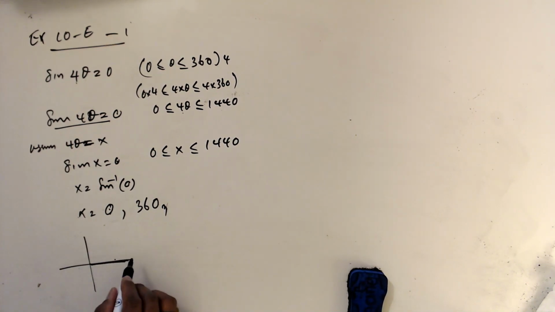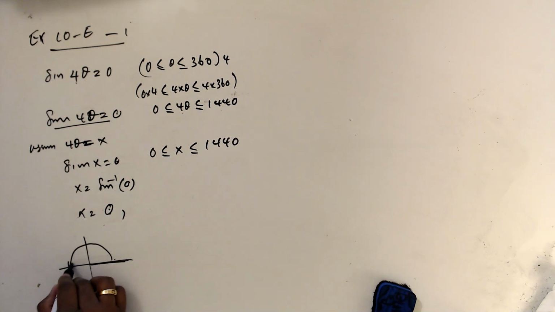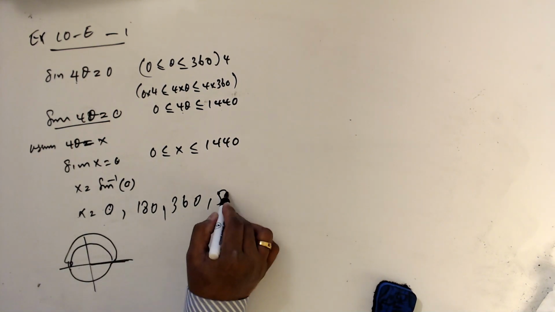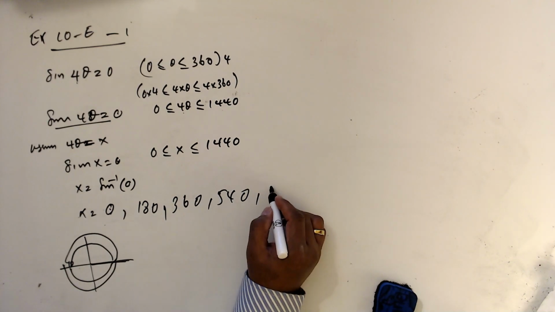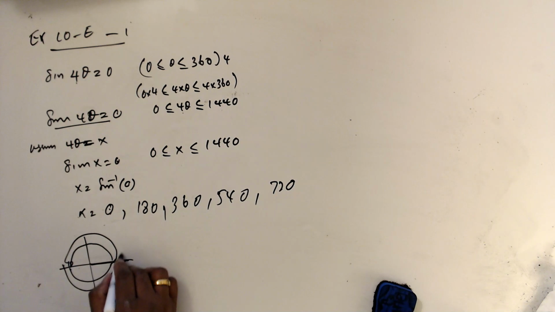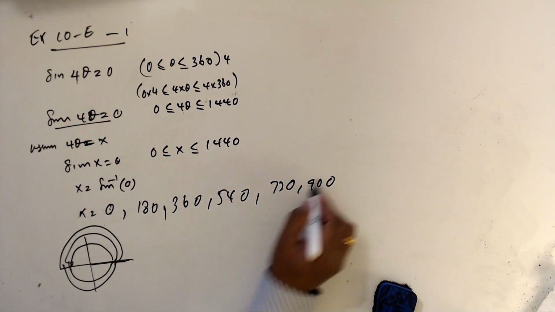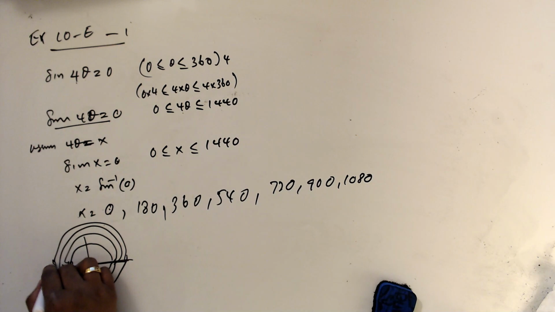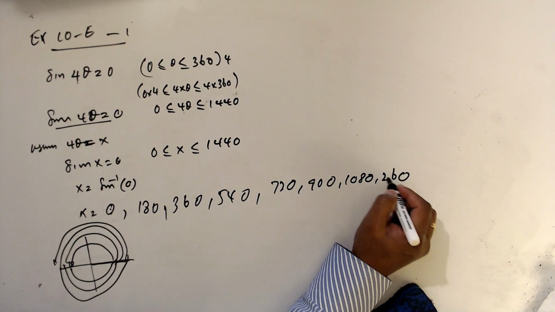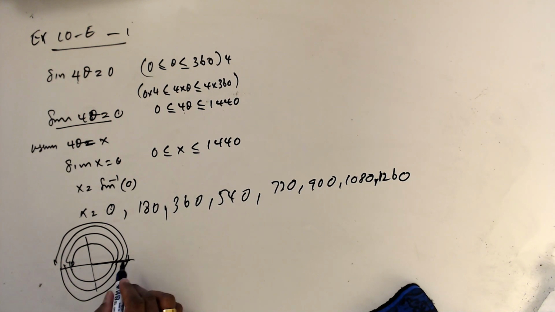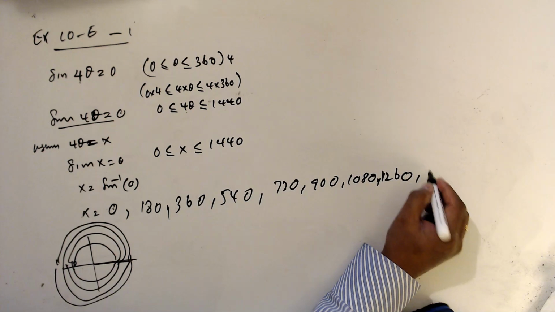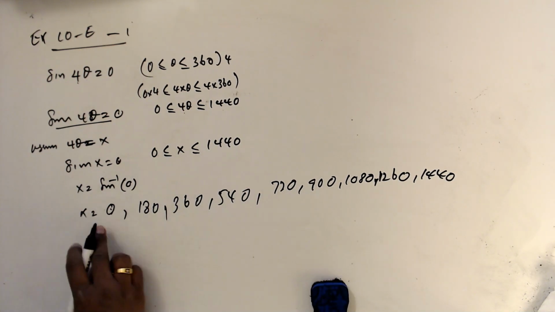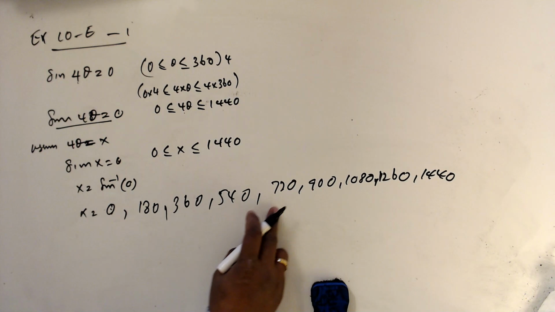So start with 0, then 180, then 360, and 540, and 720, and one more round 900, another one more round 1080, another 180, 1260, and another one 1440. Basically you have to add 180 to everything. 0 plus 180, 180, 360. Likewise.